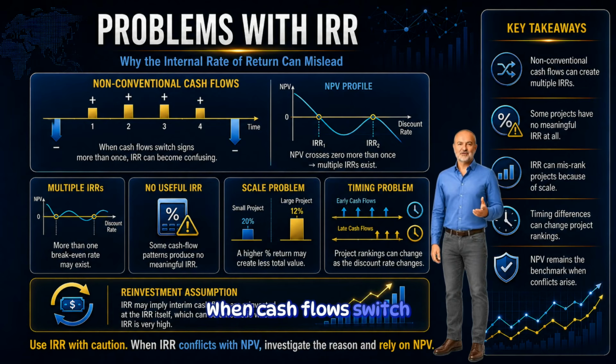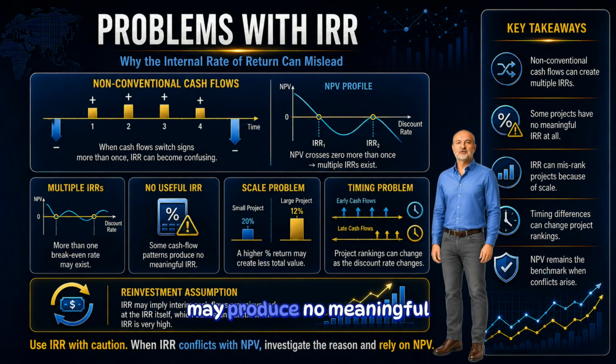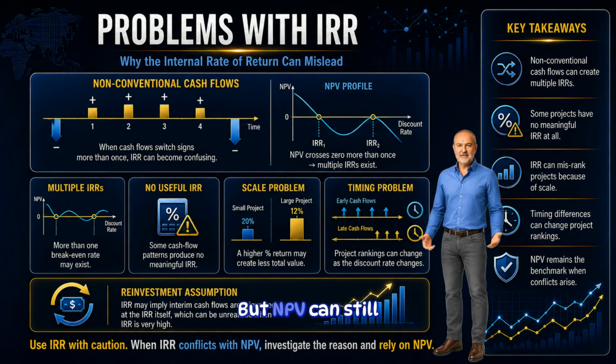When cash flows switch signs more than once, the project may have more than one IRR. That means there may be more than one break-even discount rate. In that case, the phrase, "the IRR," becomes confusing because there is no single answer that can guide the decision. A second problem is that some cash flow patterns may produce no meaningful IRR at all. The IRR rule cannot help if there is no economically useful rate that makes NPV equal zero, but NPV can still be calculated at the required return.